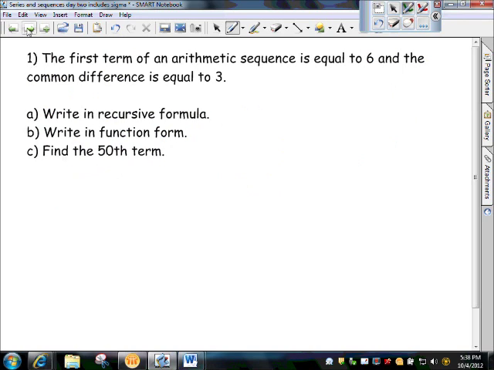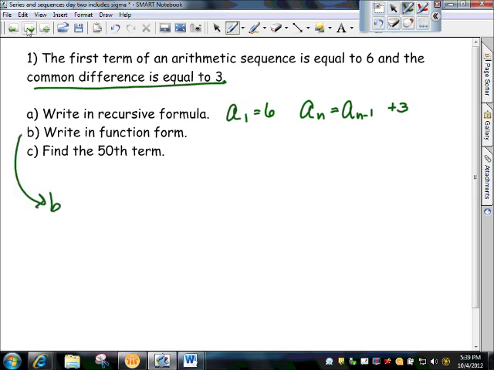So let's look at this first problem. It says the first term of an arithmetic sequence is equal to 6 and the common difference is 3. So if I write that in recursive form, I do a sub 1 is equal to 6 and then a sub n is equal to a sub n minus 1. You have to memorize this part right there and just put plus 3 because the common difference is 3.